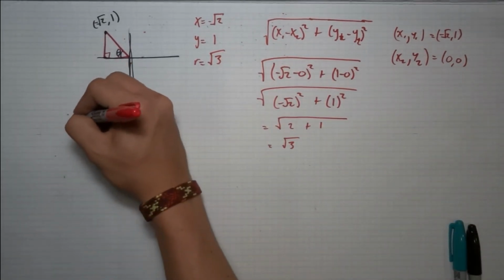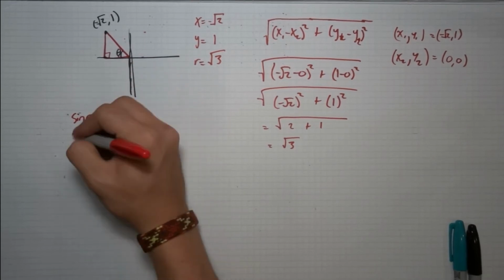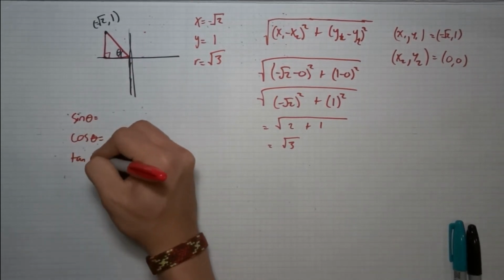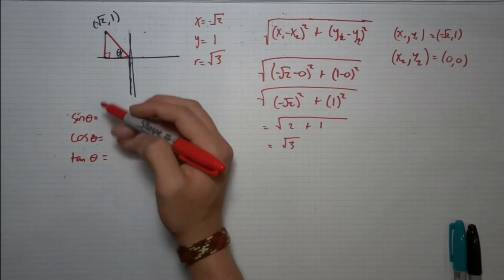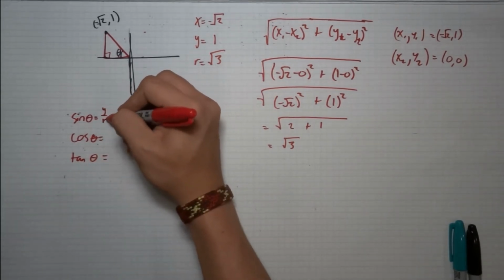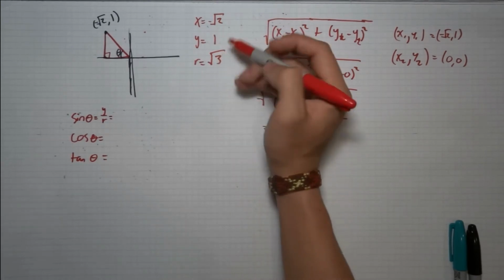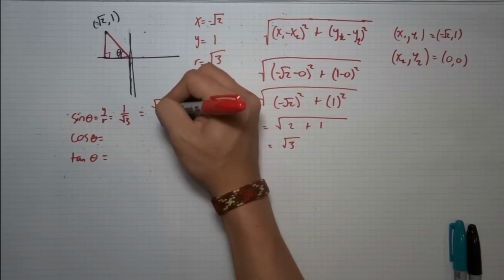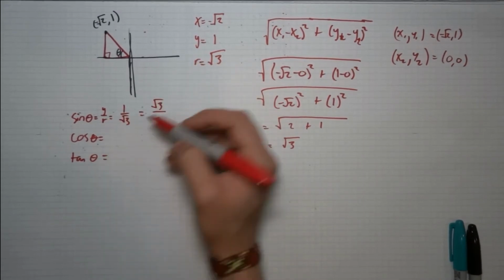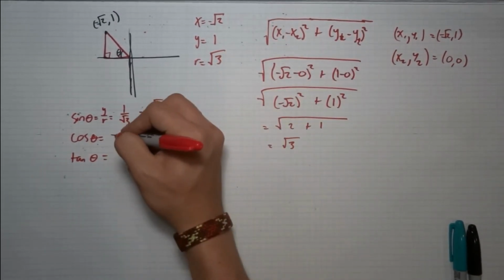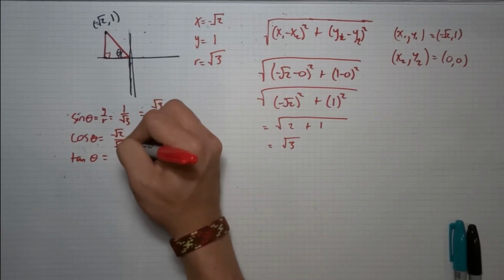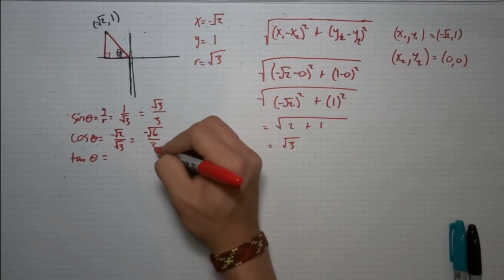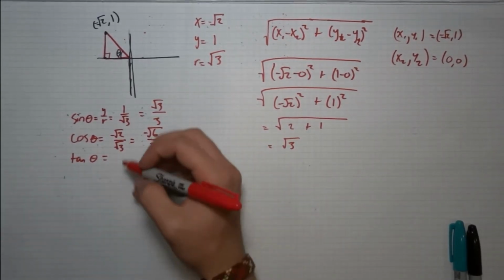So our first trig function will be sine theta equals, I'm going to write all of them out, tan theta. So sine theta we found is y over r, so that's going to be 1 over the square root of 3, and we wanted to rationalize this, it's the square root of 3 over 3. Cosine theta is going to be x over r, negative square root of 2 over the square root of 3, which is the same thing as negative square root of 6 over 3. And this is rationalizing it.